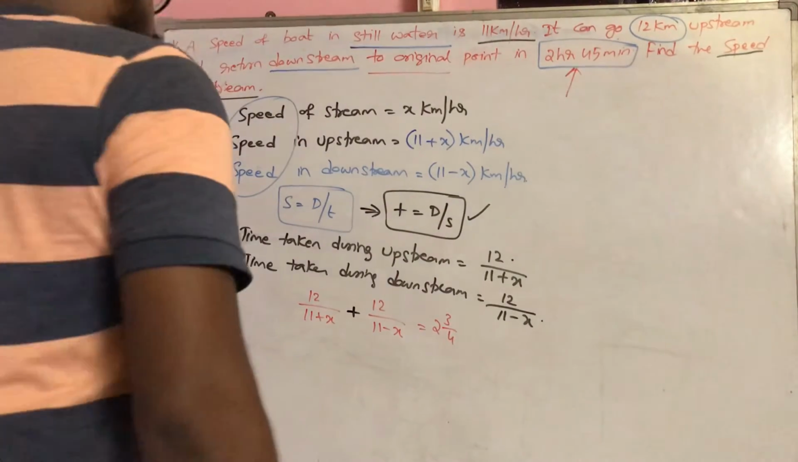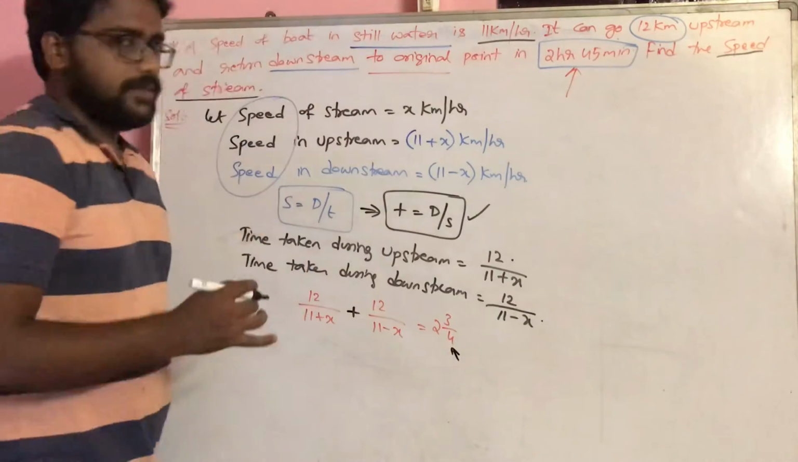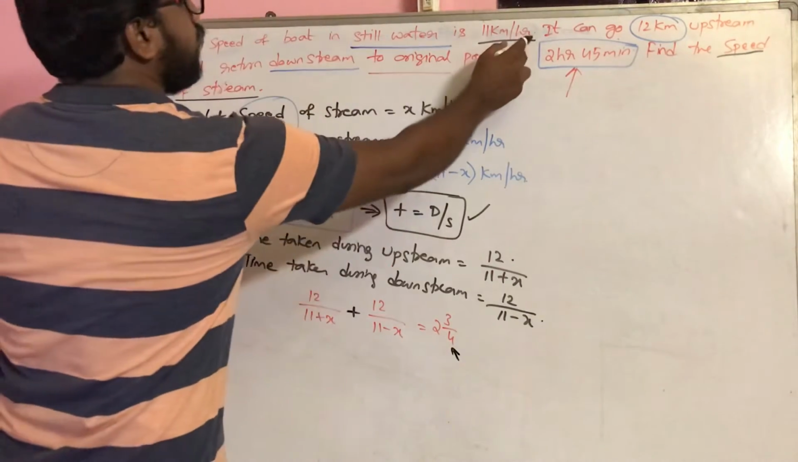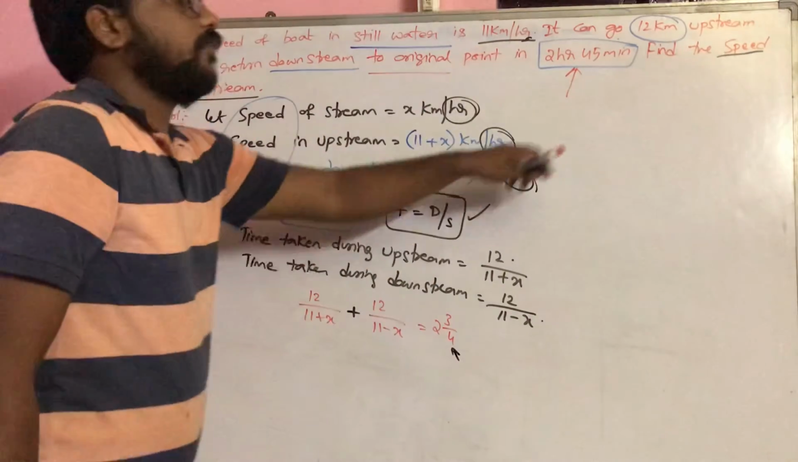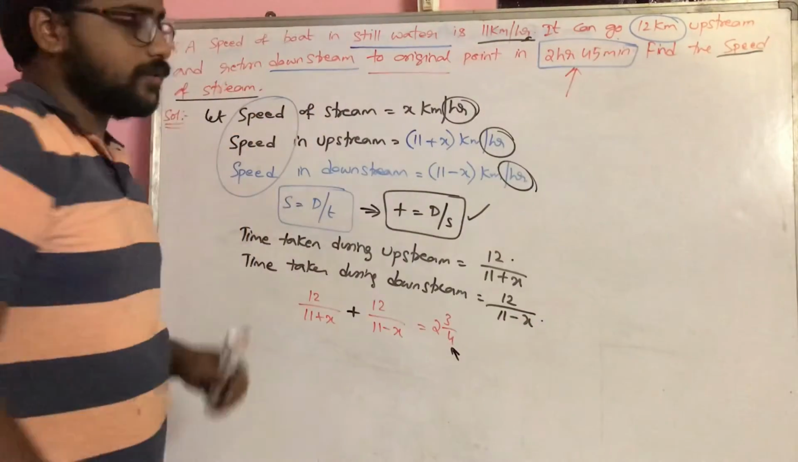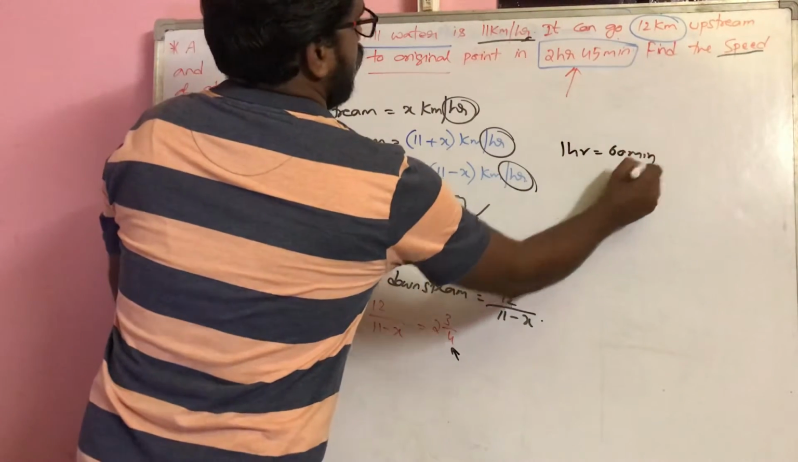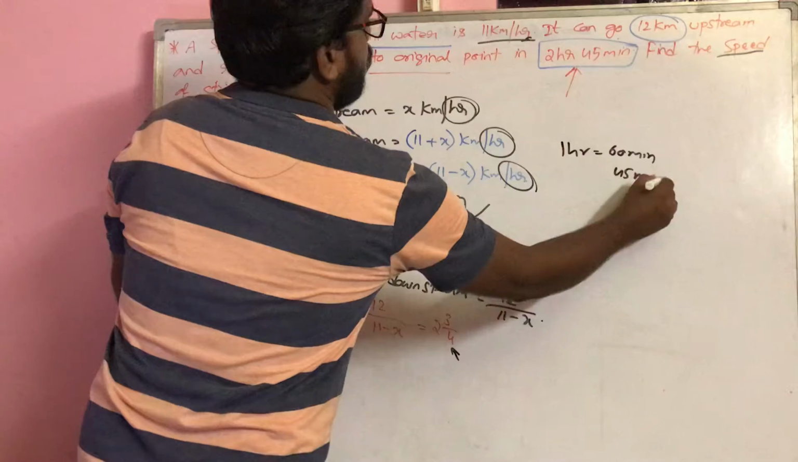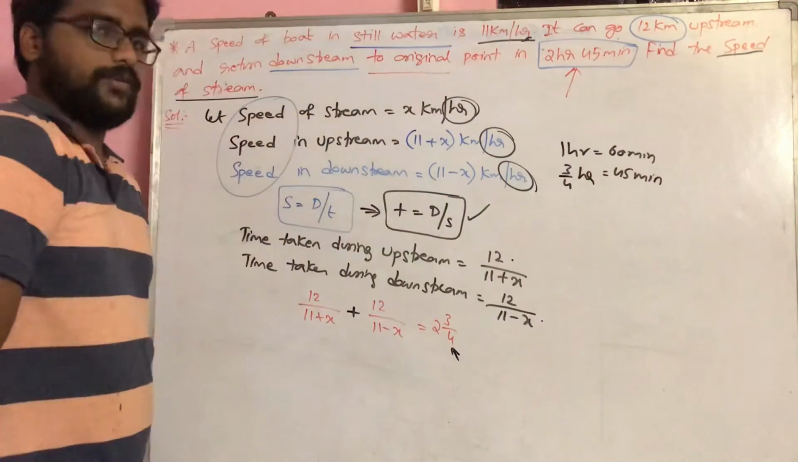Now another question is, how is it 2 3 by 4? Simple thing, everything mentioned here is in terms of hours. So that's why I converted the minutes also into hours. 1 hour is equal to 60 minutes and 45 minutes will be 3/4 of an hour, right? So that's why you are getting 2 3 by 4 here.